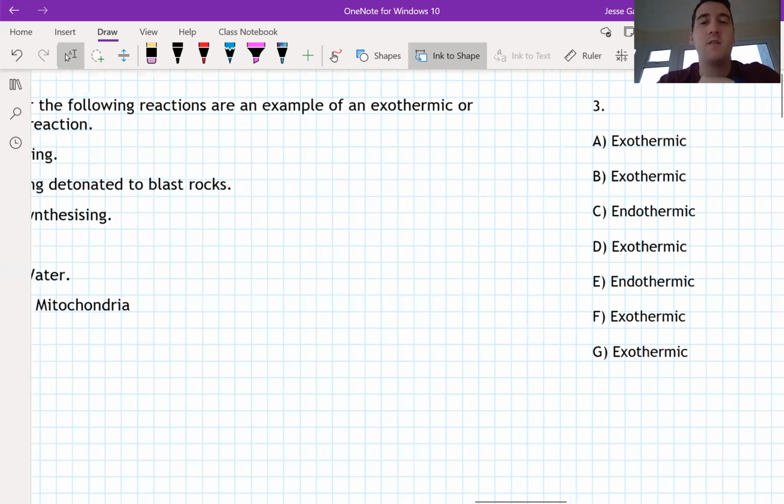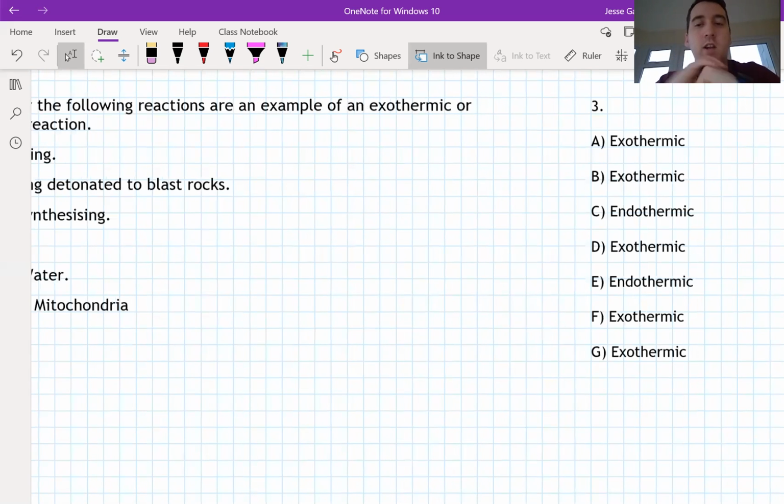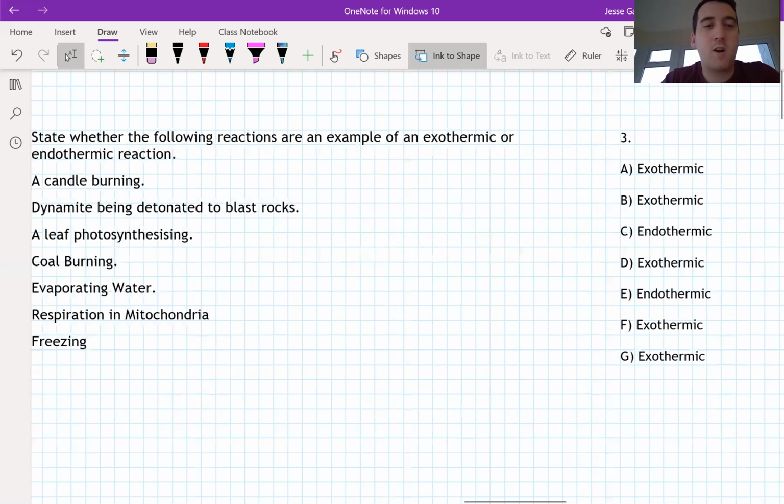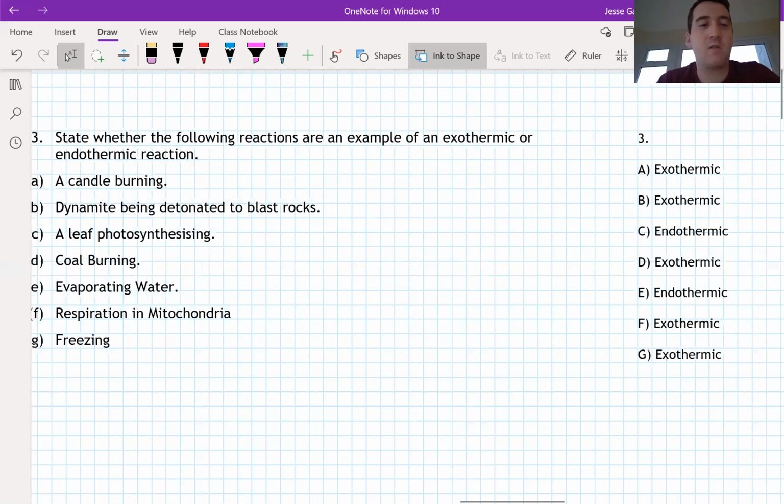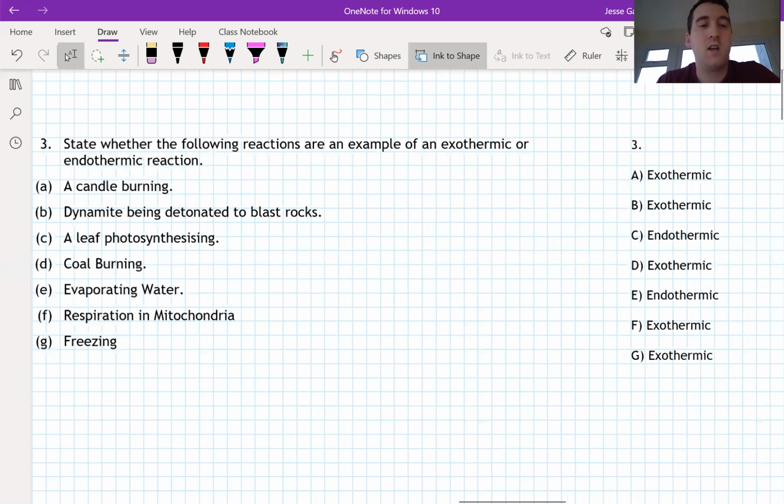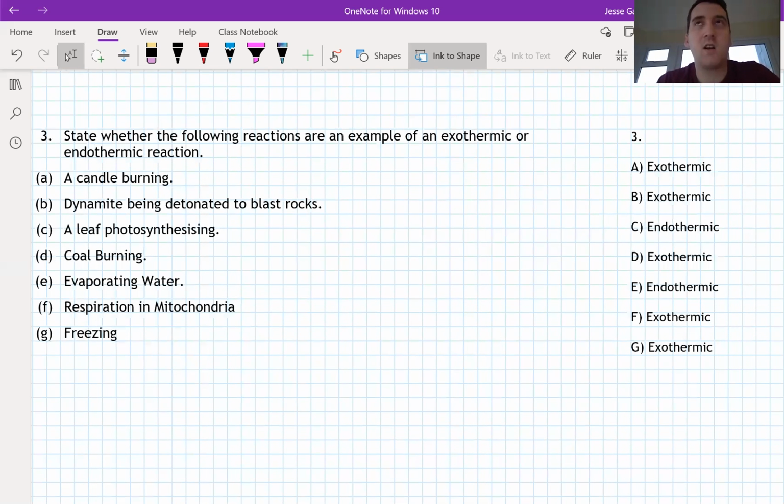Okay, here are the answers. You should only be looking at them now if you've tried them. So A, burning a candle, any burning is always exothermic. Heat is going to be released. Dynamite being detonated to blast rocks, obviously that's a hell of a lot of energy being released, and it is a combustion, so it's exothermic. A leaf photosynthesizing, well, it's taking energy from the surroundings to make food, so that's endothermic. Coal burning, it's another combustion, that is also exothermic.